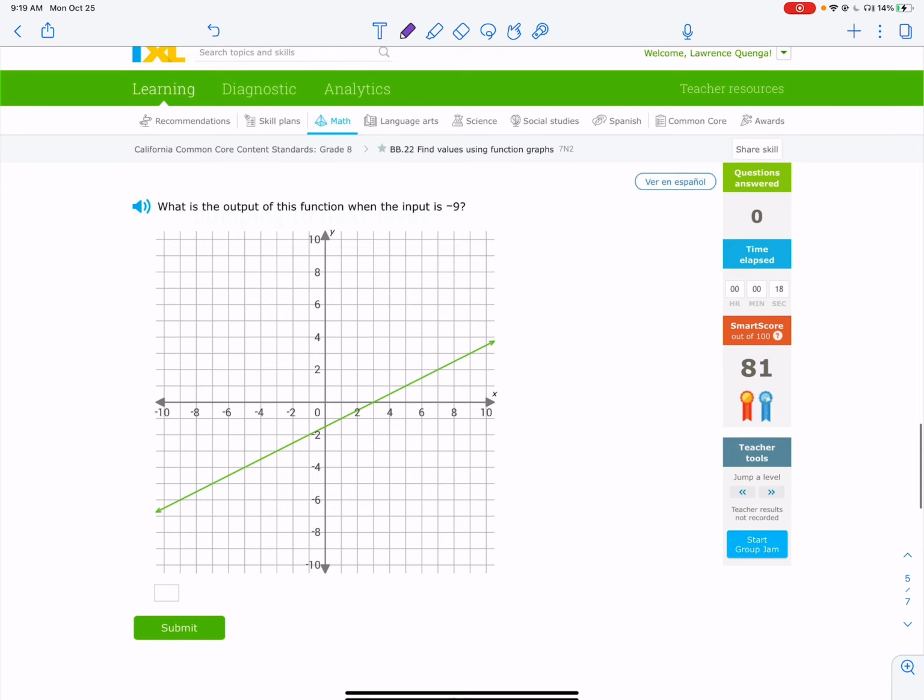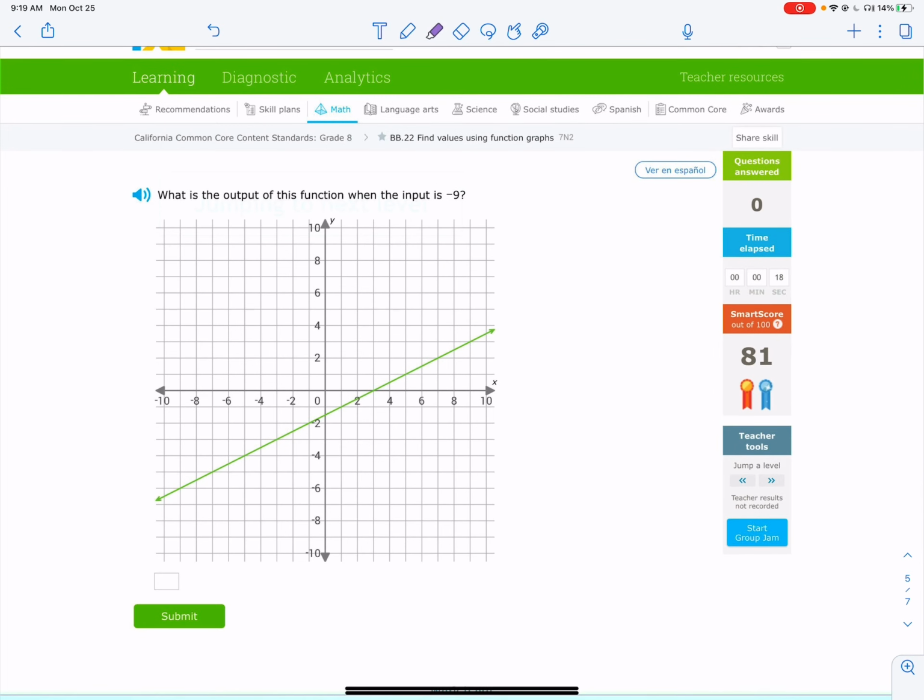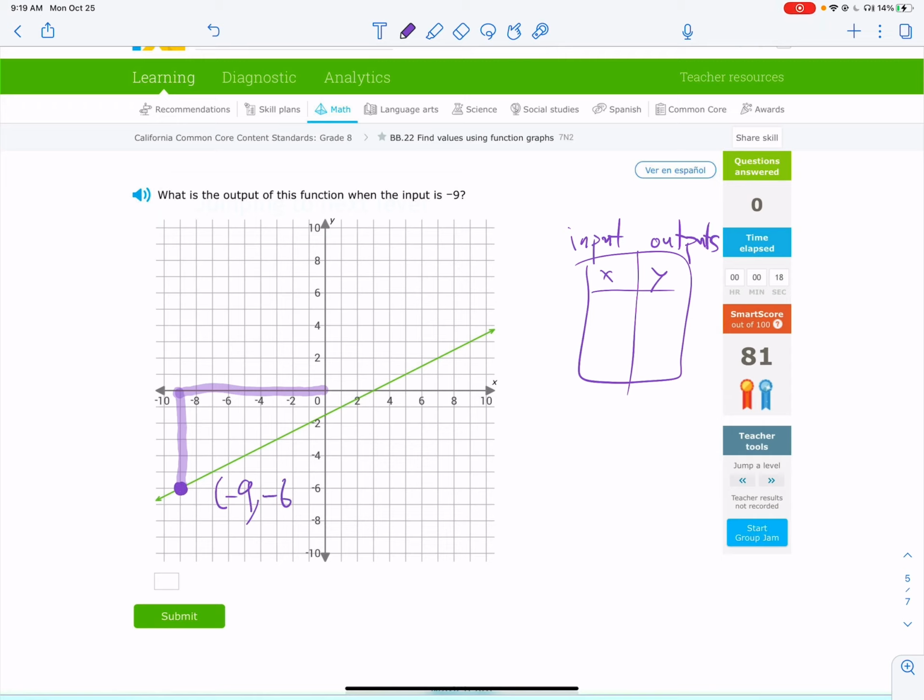It says, what is the output of this function when the input is negative 9? So different verbiage, but it's still the same thing. Remember, it's input-output table. So when you have a table, it's x, y. Your x's are always your inputs, and your y's are always your outputs. So when it says an input is negative 9, I'm going to go over to x is negative 9, and I go down to this line, and I plot my point. So when I have an input of negative 9, I have an output of negative 6. Because you see here, this point is negative 9, negative 6. I'll take this and just type it into my little box there.